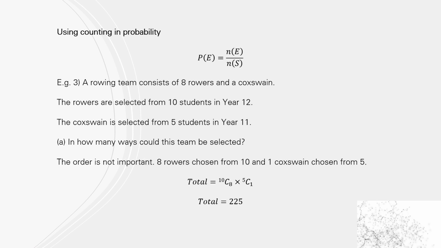In this example, we're choosing 8 rowers from 10 students. The order doesn't matter, because it doesn't matter if you're the first rower chosen or the 8th rower chosen, you're on the team. So we can use combinations, nCr, and we're choosing 8 rowers from 10 and 1 coxswain from 5. The total is 10C8 times 5C1, which is 225. This total will be important in the second part because we're finding probability.